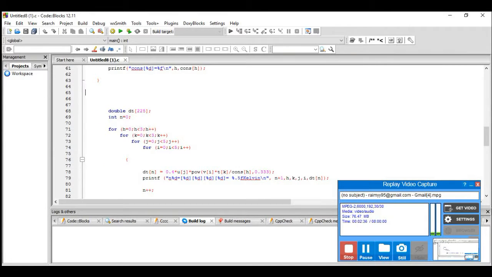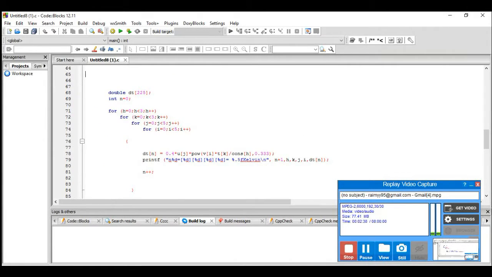So this is the program for printing all of the values of our delta temperature. I declare DT225, which means that the total number of our temperature values is 225, and these are the arrays. Sorry, these are the for loops for printing all of the delta temperature.